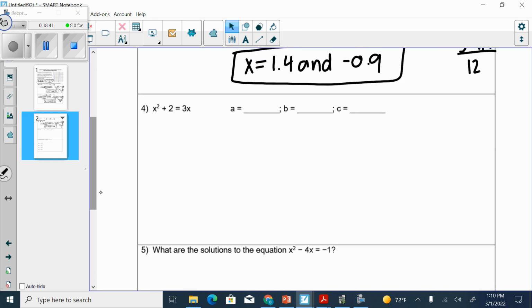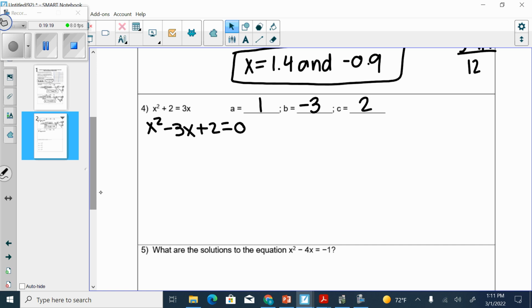Okay, last one where we have to do the whole thing. All right, so what should I do first on number 4? All right, so we're going to have to move the 3x over. So I'll have x squared minus 3x plus 2 equals 0. Remember, the term that has the x goes in the middle, so that's why we put the -3 in the middle. All right, so what's my a? Good. What's my b? Nice. And what's my c?